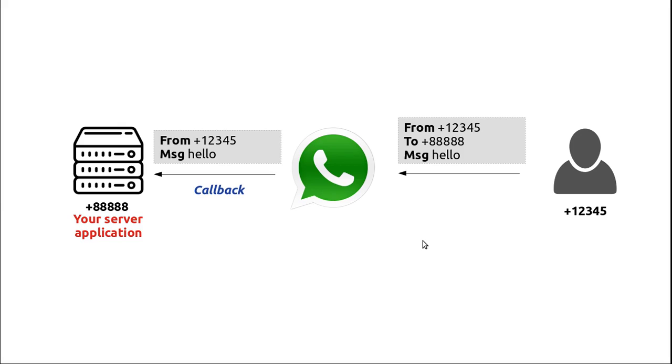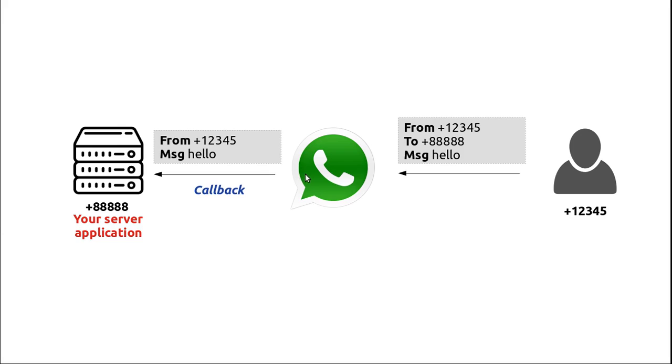Let's say you have a WhatsApp business account and your phone number is 88888. If any customer with, let's say, a phone number 12345 wants to send a message hello to your WhatsApp business number, the WhatsApp server will receive that request, and now it has to fulfill it. You have told the WhatsApp server that if any message comes for the phone number 88888, then that message has to be sent to a particular server application. As we know, a server application resides on a URL, so you have to provide a callback URL, a URL which has to be called whenever a message is received by WhatsApp on your behalf.